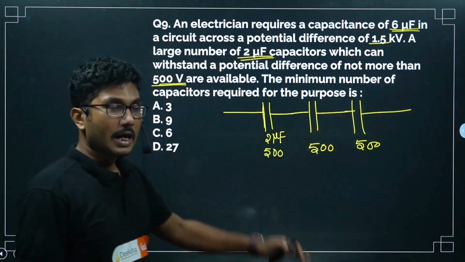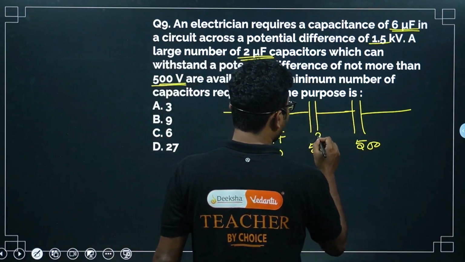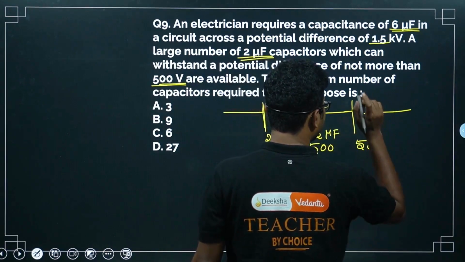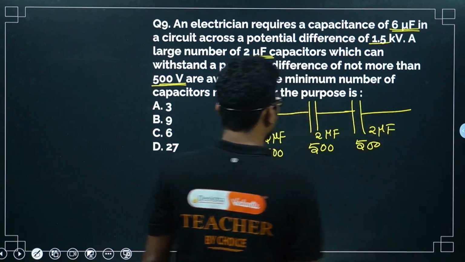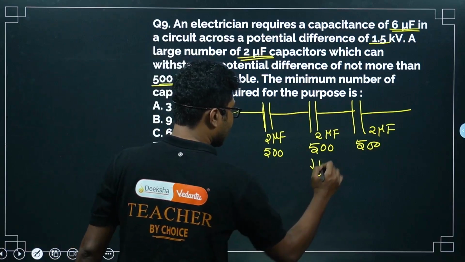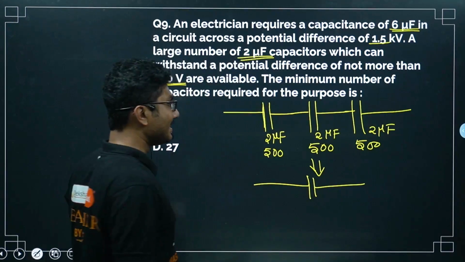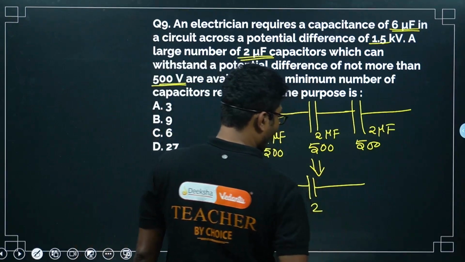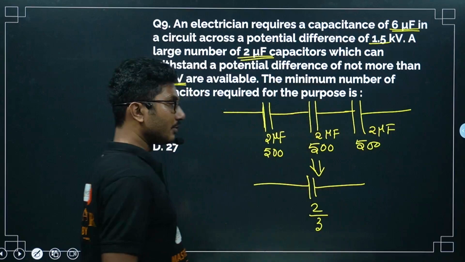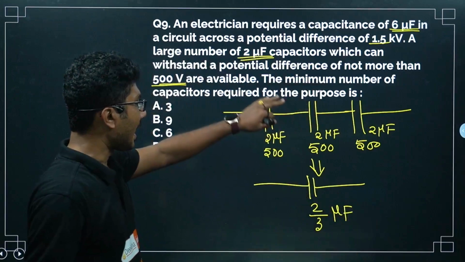Now the voltage is sorted. Now we have to find the equivalent capacitance for this combination, and then we will decide how many we need in parallel to get the 6 microfarad. This is 3 capacitors in series, each of them the same. The equivalent capacitance will be the capacitance of any one of them divided by the number of capacitors. So this is the capacitance for one row.